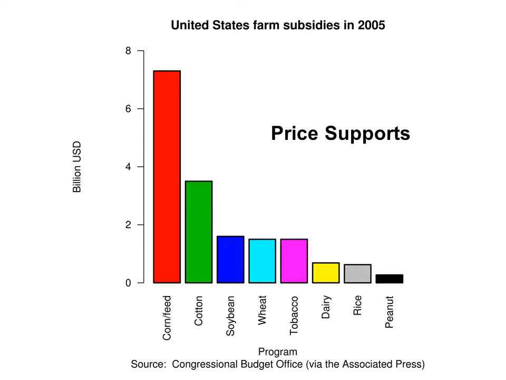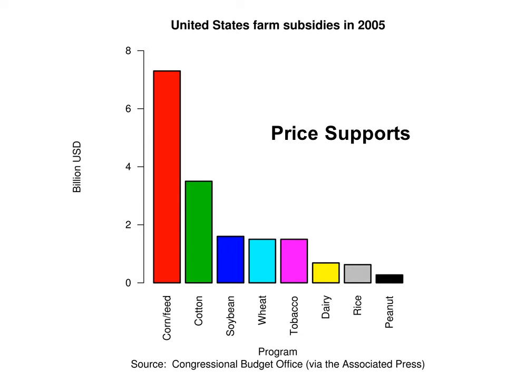However, there are some deviations from a totally free market system in the United States. For example, this is a bar graph which shows United States farm subsidies in 2005. That means the government is giving money to farmers in order to help them either keep the price of their product down or make sure that they stay in the business of farming that particular product.